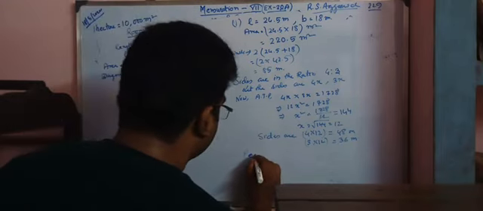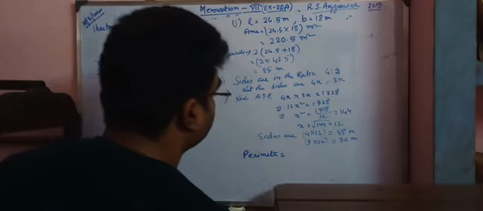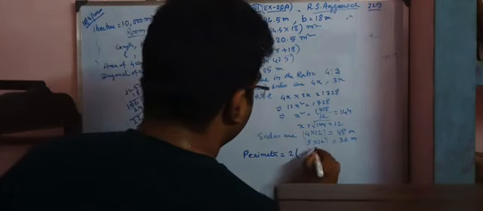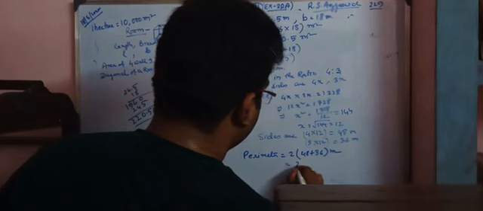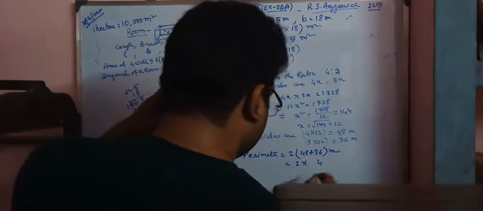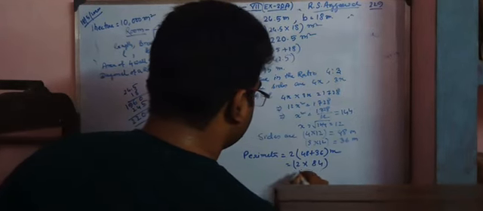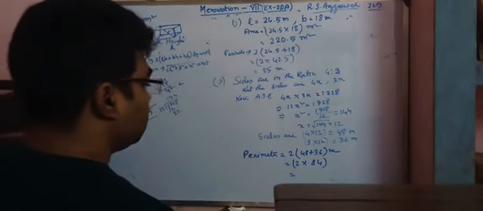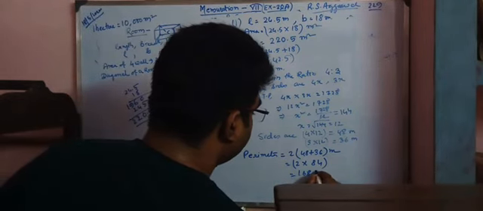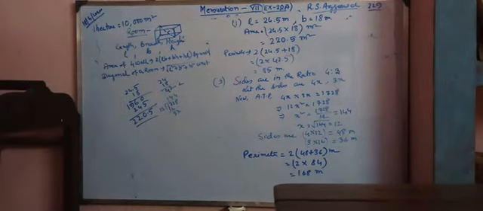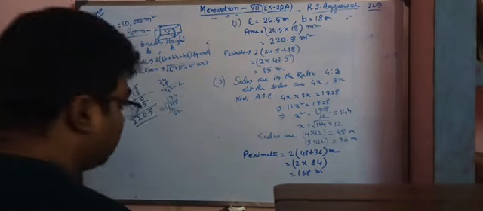Perimeter is equal to 2 into (48 plus 36) meter. That means 2 into 84, that means 168 meter. Okay. Now we have to find the cost of fencing at rupees 30 per meter.